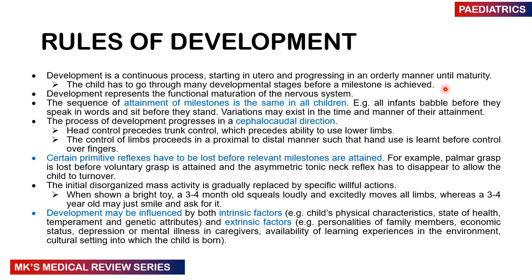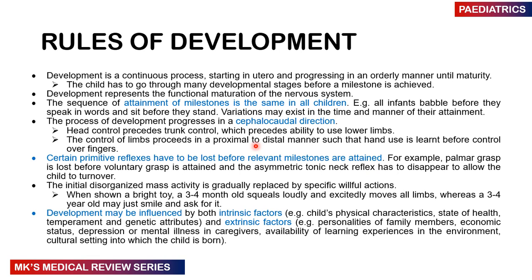But remember that the process of development progresses in a cephalocaudal direction. What do I mean? Just like with growth, head control usually precedes controlling of the trunk. Then this also precedes the ability to use your limbs. And then the control of the limbs occurs in a proximal to distal manner. This is different from growth. Remember, with growth, it happened in a distal to proximal manner. Here it happens in a proximal to distal manner, meaning that you learn to use the hand first before you can actually use the fingers.